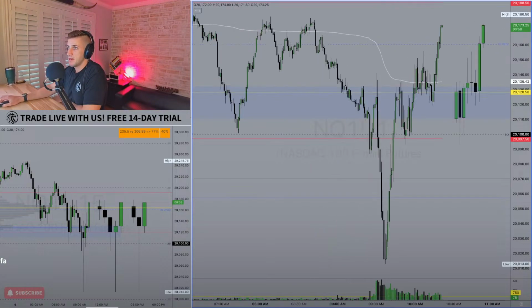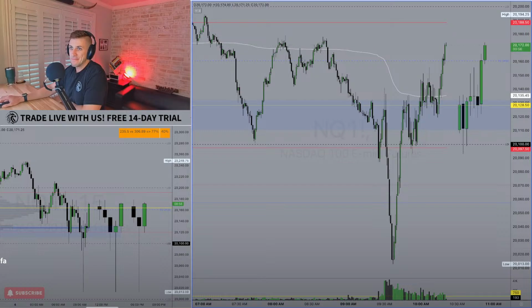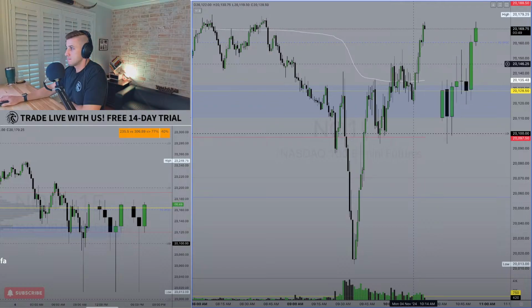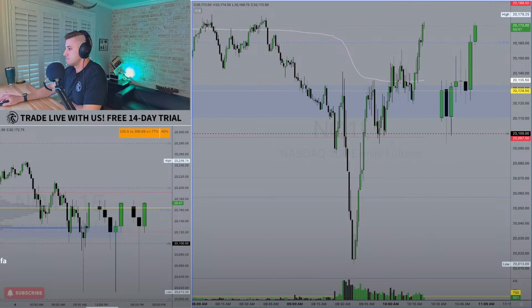Fresh highs being made here. We've got the Russell coming into prior day high. ES also making fresh highs on the session.